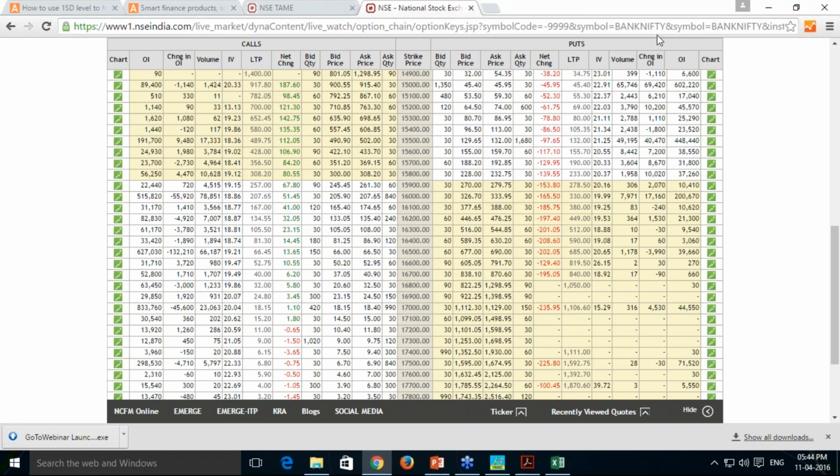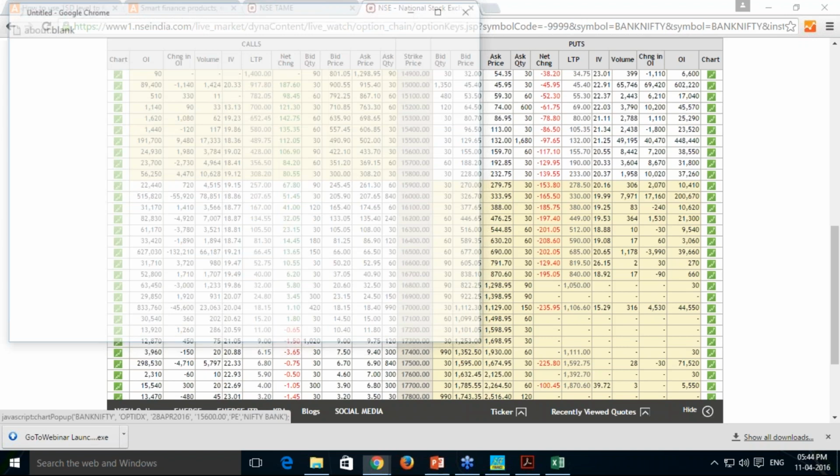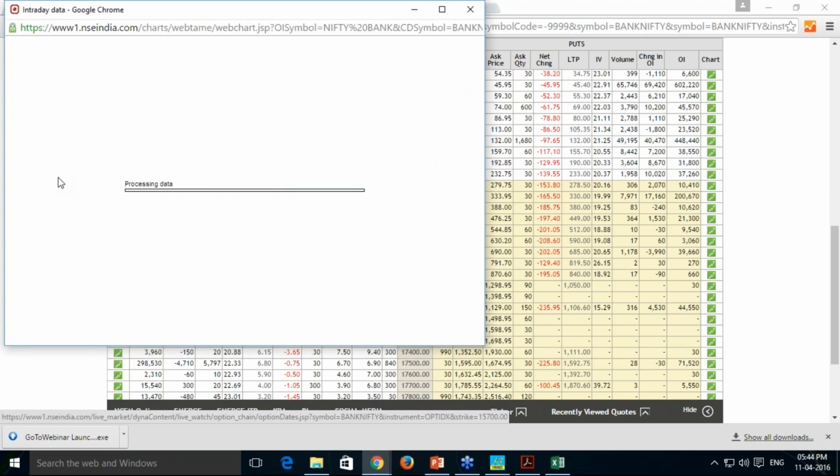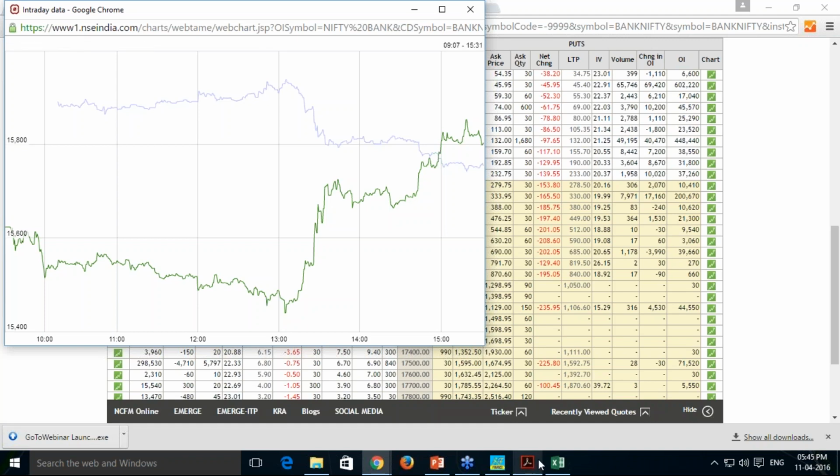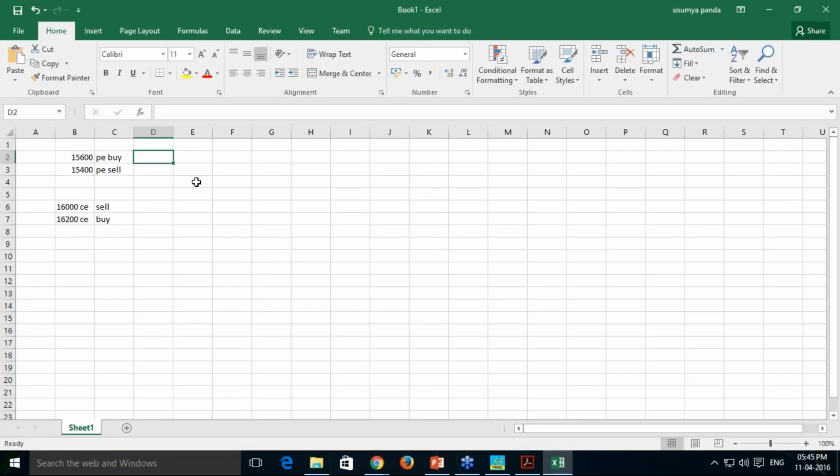15,600 put option around 12:52. So here is the chart I can take. At 15,600 it is 326 rupees and 55 paise. So 326 and 55 paise it is trading, and 325 and 65 paise it is trading.